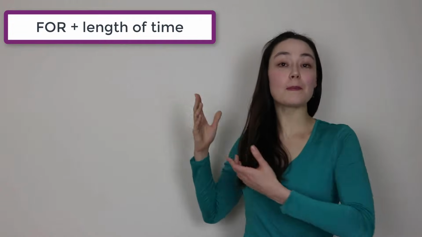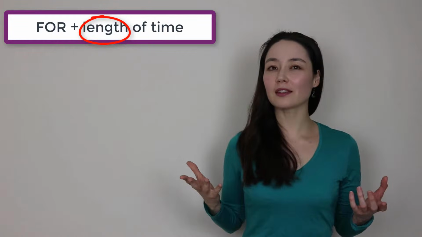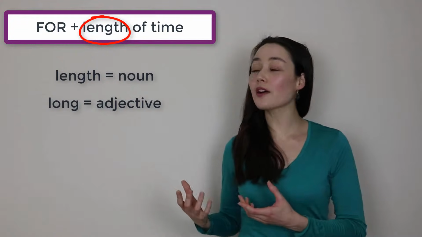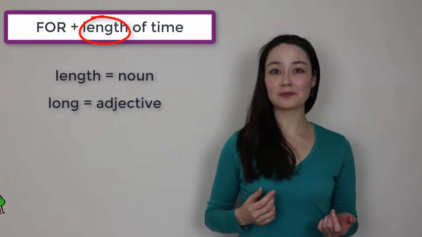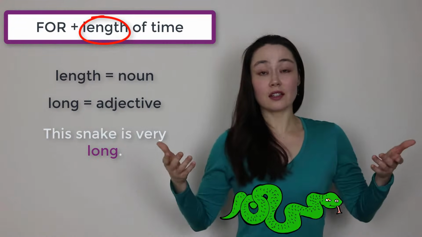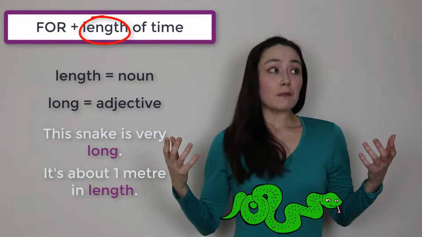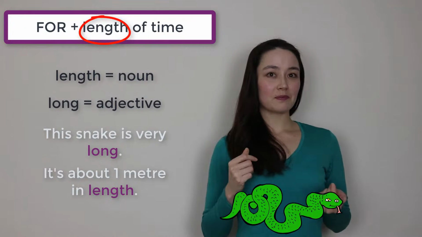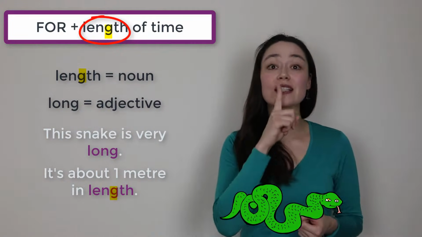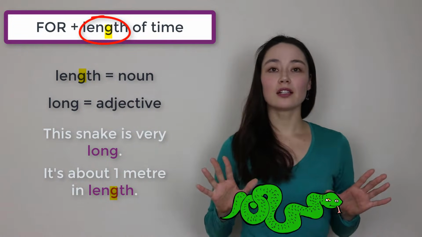We use for plus length of time. What's length? Length is the noun, long is the adjective. Oh. This snake is very long. It's about 1 meter in length. Remember, the G in length is silent. It's pronounced length, not length.